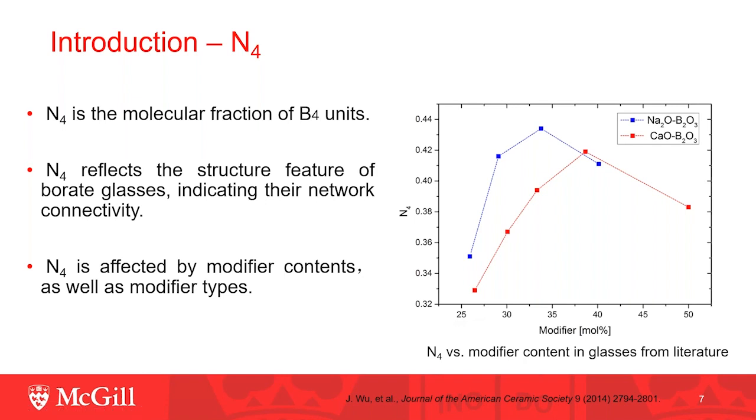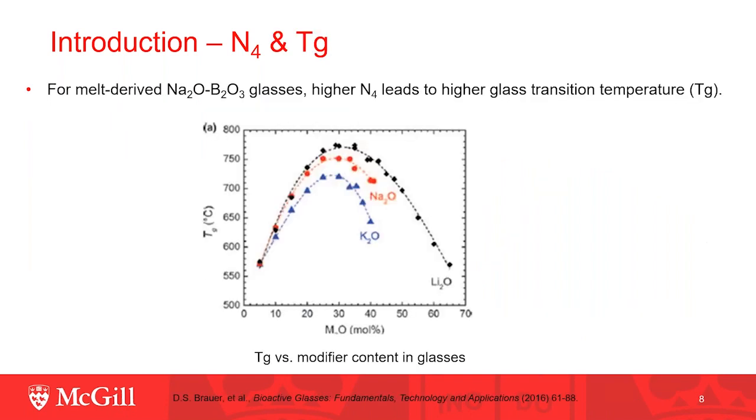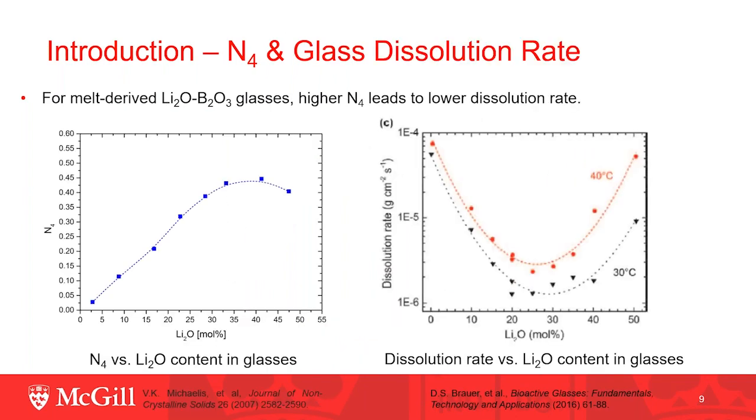N4 also impacts the properties of borate glasses. For example, for sodium borate glasses, with the initial modifier addition, an increase in N4 leads to an increase in their glass transition temperature. Then, with further modifier addition, a decrease in N4 results in a decrease in their glass transition temperature. Furthermore, N4 also impacts the dissolution behavior of borate glasses. For example, for lithium borate glasses, as N4 increases with increasing modifier content, there is a decrease in their dissolution rate.